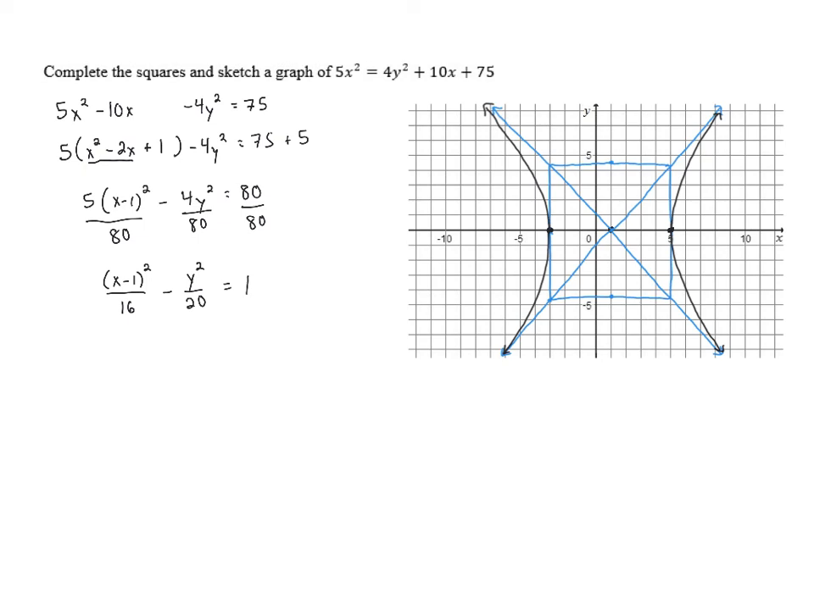Now, mine is not perfect. You can see it's not really symmetrical. I gave a little bit more space up here than I did down there. But really, I'm not that picky. If your graph is pretty good, if it's going through the right vertices, if you've got the asymptotes correct, and if it's clear that you're trying to make it be asymptotically approaching the asymptotes, that is good enough for me. So this is our graph of 5x squared equals 4y squared plus 10x plus 75.